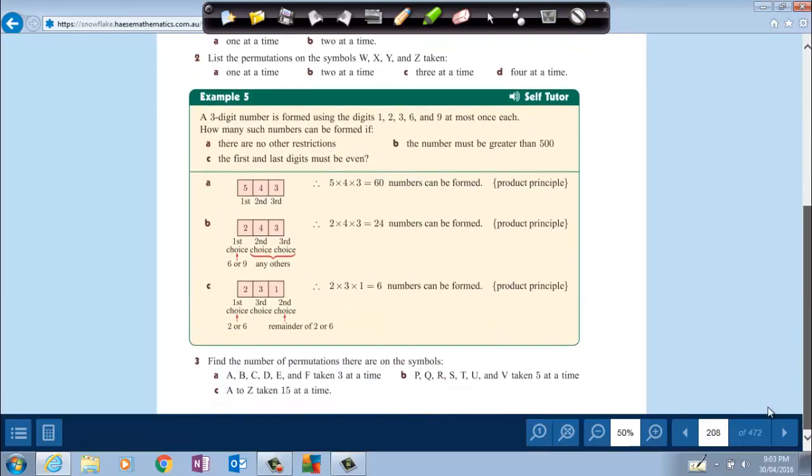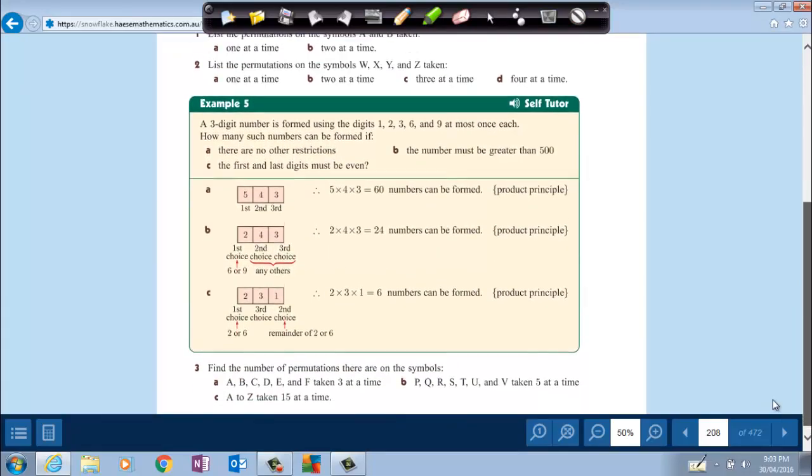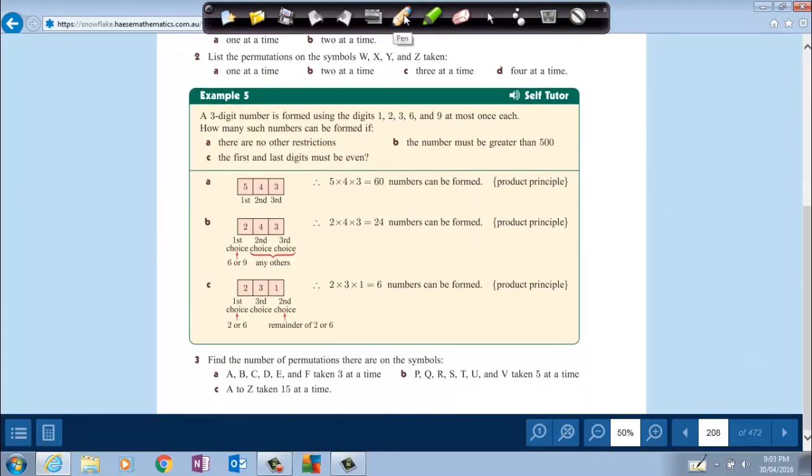There's another worked example down here, example 5. If you had 1, 2, 3, and there's 6 and 9, they are the numbers. There are 5 numbers there. How many ways can you pick a 3-digit number? Now a 3-digit number, well, there's 5 ways of picking the first, followed by 4, followed by 3.